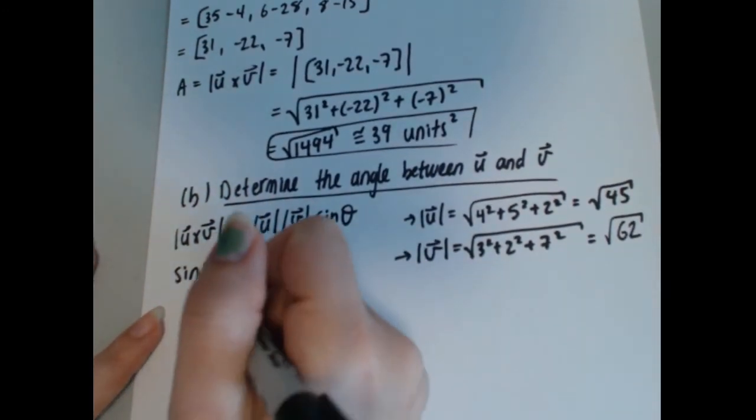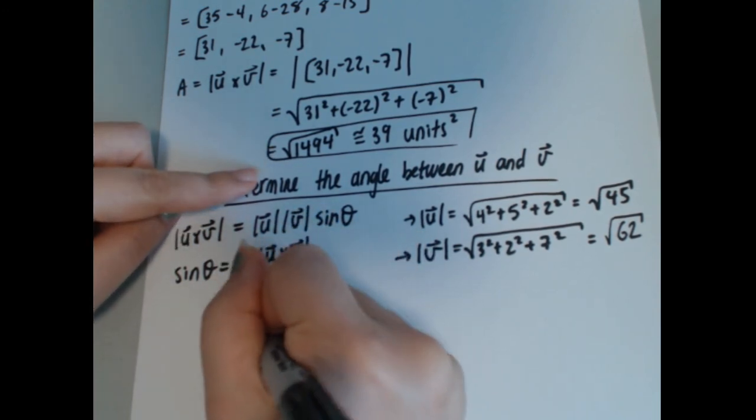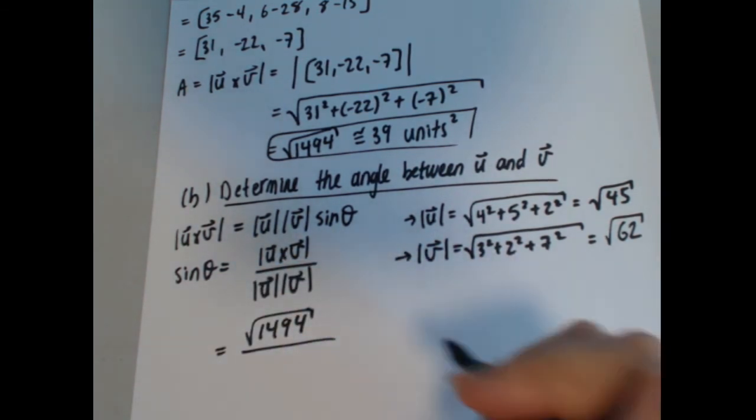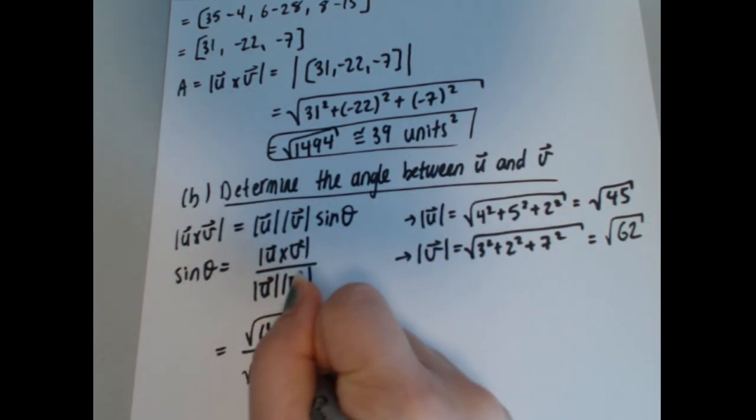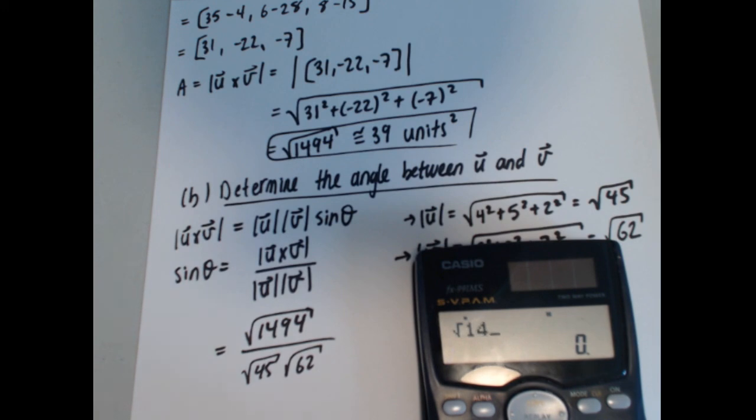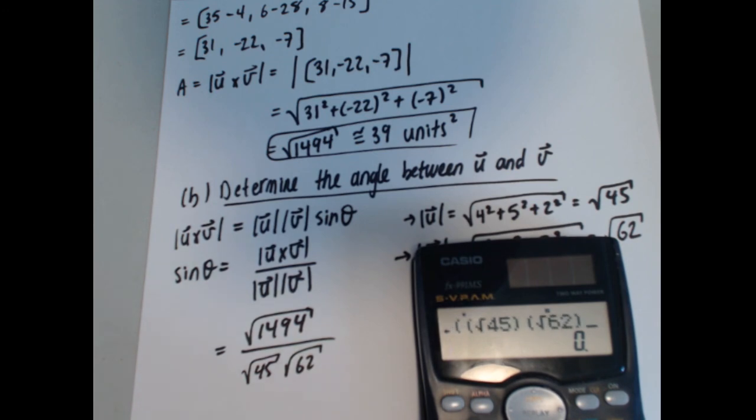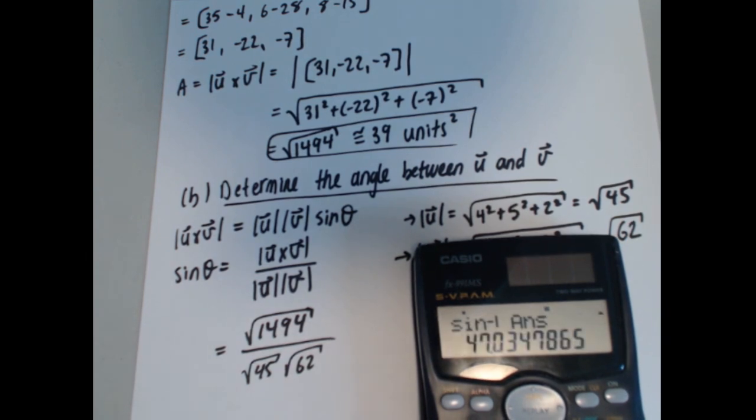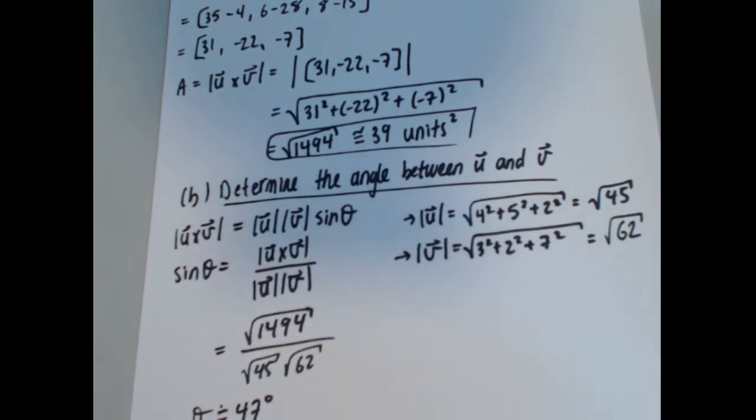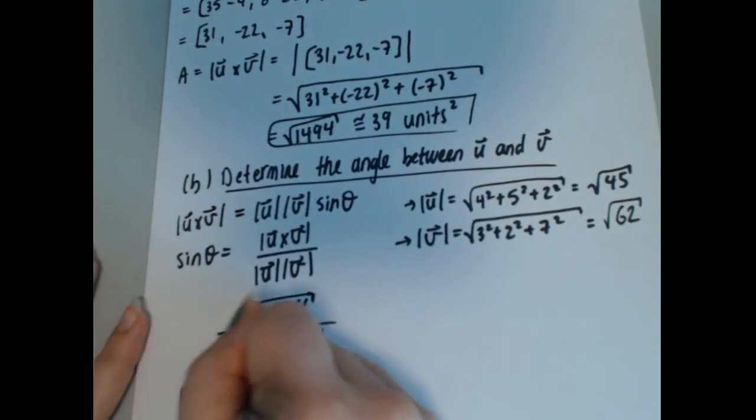Now we have the values to plug in our formula here. So the top is root 1494. You can plug in the 39 if you want, I just want to keep it exact till the last step. Times root 45 times root 62. Here we go. Root 1494 divided by root 45 times root 62 is 0.732. Take the inverse sine of that, and we have about 47 degrees. With the angle, giving it to the nearest degree is fine. So this is the angle between the two vectors.